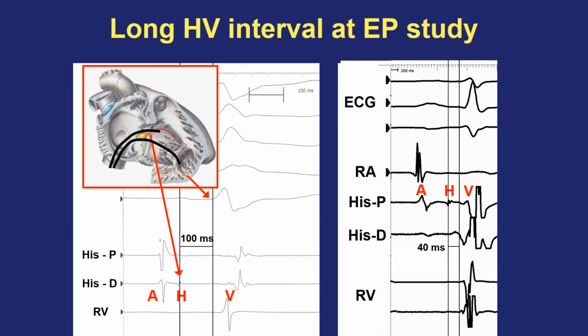So if we were to see somebody with very long HV conduction time, we actually would recommend a pacemaker because a sick His-Purkinje system can potentially suddenly fail, leaving a patient with an absent or an extremely slow heart rate at an unpredictable timetable.